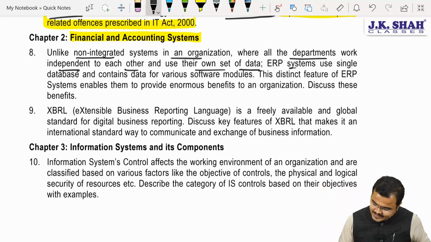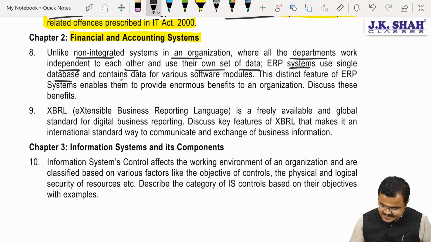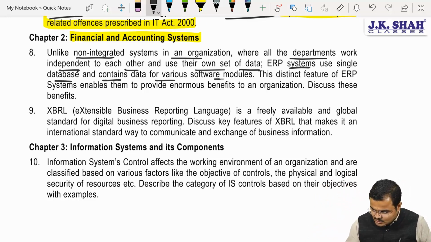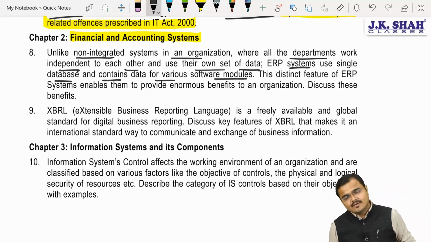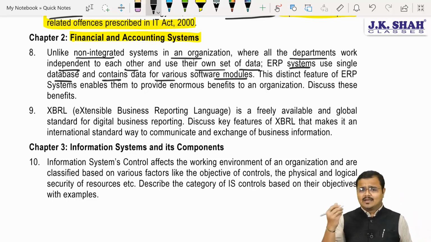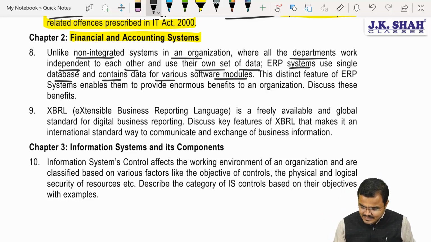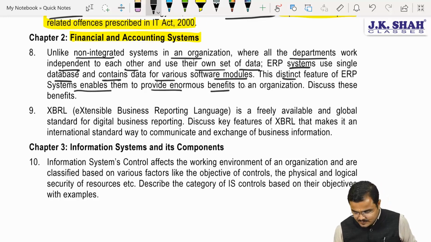The ERP system uses a single database and contains the data for various software modules, departments, in an electronic form. This distinct feature of the ERP system enables it to provide numerous benefits to an organization. Discuss these benefits.